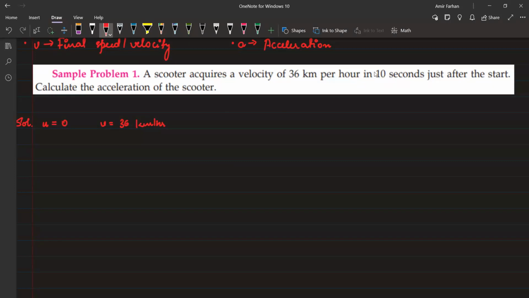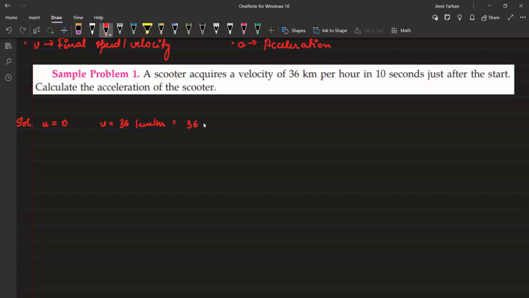Everyone, you can see that time is given in SI units. So we have two options. Either we convert the time into hours so that we can calculate the acceleration in kilometer per hour square, or we convert the speed into meter per second and calculate the acceleration in meter per second square. It's easier to convert into the smaller unit, because 10 seconds is a small unit, and if you convert it into hours, it will be very small. So we will do the conversion of speed.